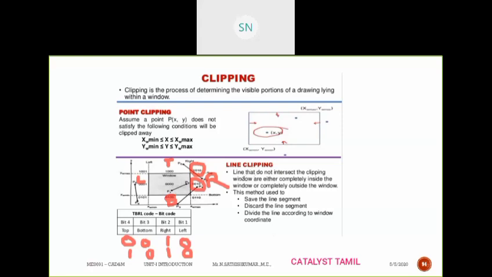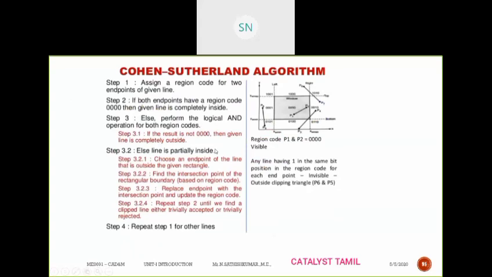Line clipping: lines that do not intersect the clipping window are either completely inside the window or completely outside the window. One method is used to save the line segment, one method is used to discard the line segment, and one method is used to divide the line according to the window coordinates. Okay. So next, this is the Cohen-Sutherland algorithm. These are the steps involved in the Cohen-Sutherland algorithm.